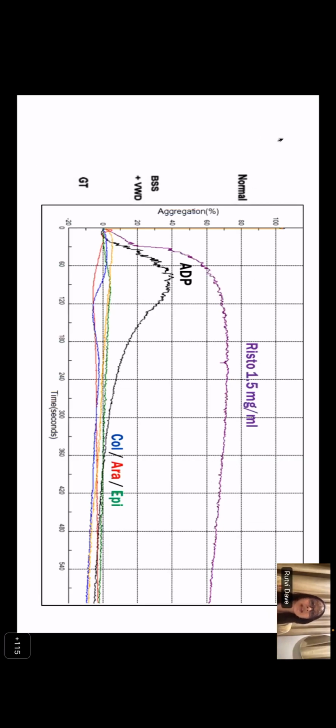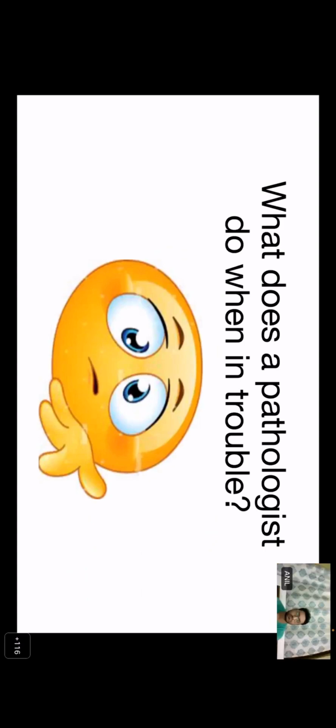The patient has a response to ristocetin, has a primary wave response to ADP, and no response to collagen, arachidonic acid, epinephrine. So what is the possibility out of the 4 options? None of the above. Right? So we are in trouble. We don't have the answer, right?